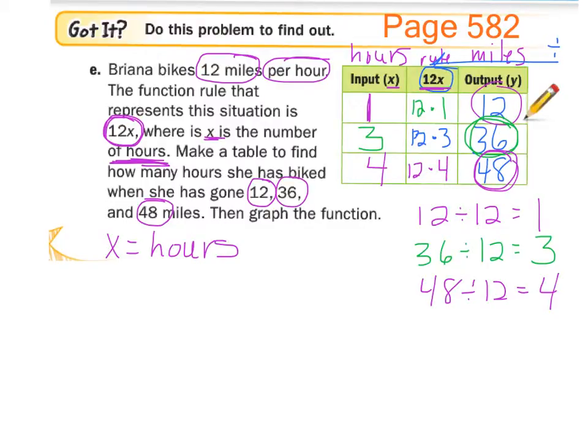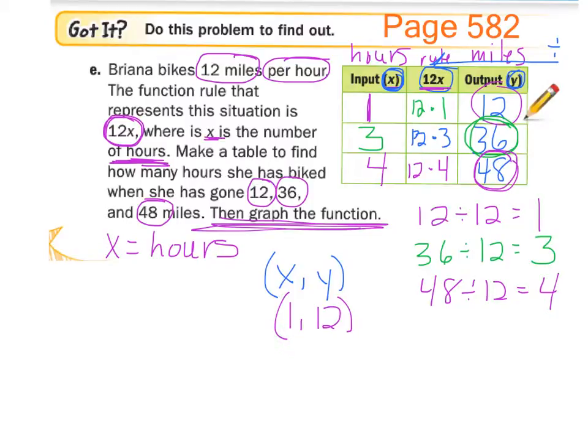So now that they want us to graph this function, we're going to have to make ordered pairs. I don't have a lot of room over here, so I'm going to go down here at the bottom. Remember, here's our x and our y, and we always start with our ordered pairs x, y. So the first ordered pair would be 1, 12. The second one would be 3, 36. And the third one would be 4, 48.